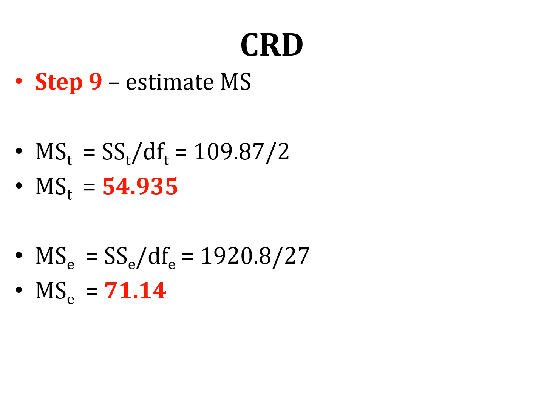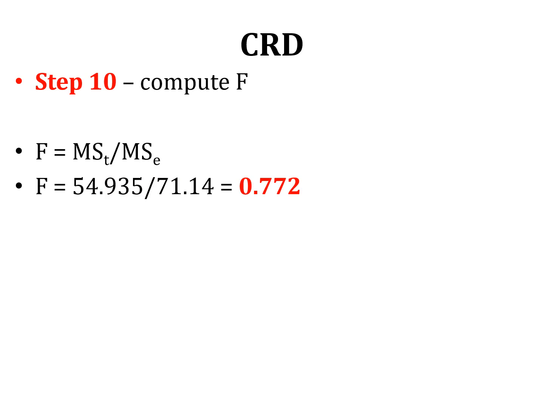So what is the next step? The next step is to compare these variances. And this is to be done by the F test. So in the F test, we are going to calculate the F value, which is the ratio of the variance due to treatments and variance due to experimental error. So MST, which is the variance due to treatments, is going to be divided by MSE, which is the variance due to experimental errors. So 54.935 is to be divided by 71.14, and the answer is 0.772.